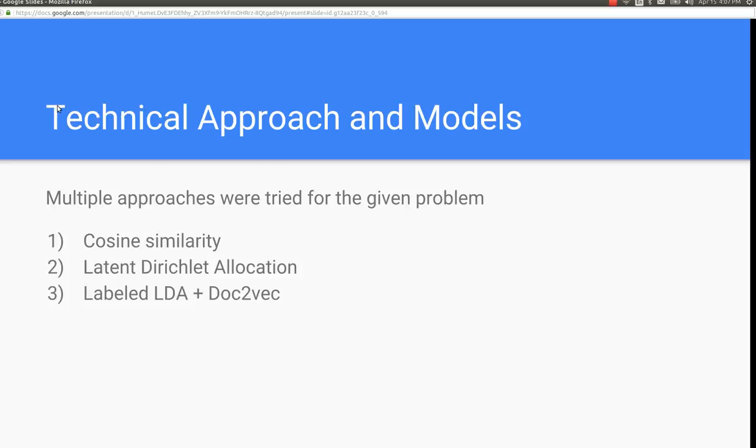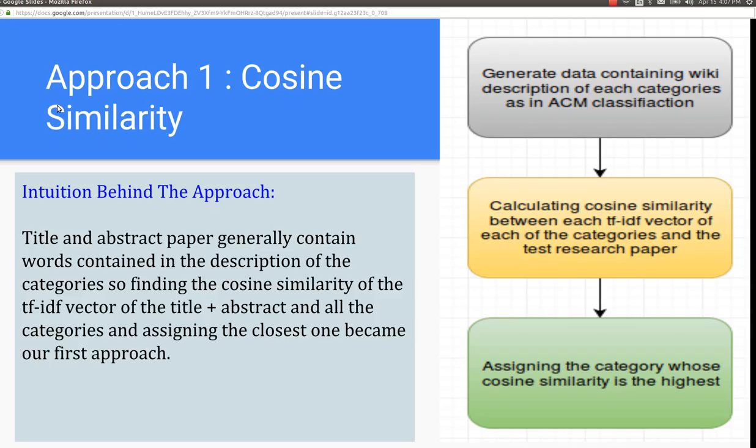So we use 3 approaches for the project. One is cosine similarity, the very basic model. Second is latent Dirichlet allocation. Third one, which we propose as the final model, is called label LDA plus doc2vec. Approach 1, cosine similarity. For each ACM category, we retrieve the wiki pages as already explained in the wiki data. Then we calculate the cosine similarity between the TF-IDF vector of the test research paper and each of the categories. So we have the research paper, we find the wiki page which is closest to it, and the associated category we give to the research paper.